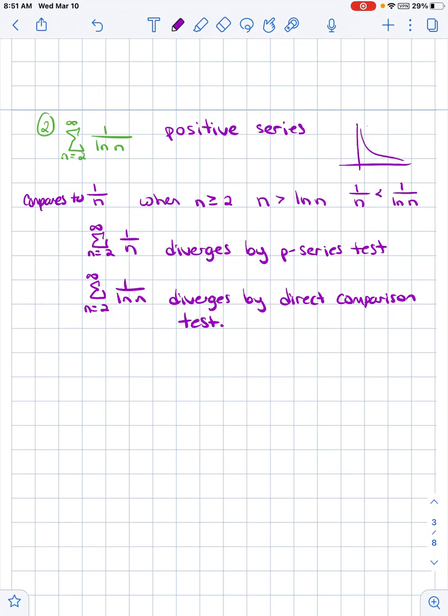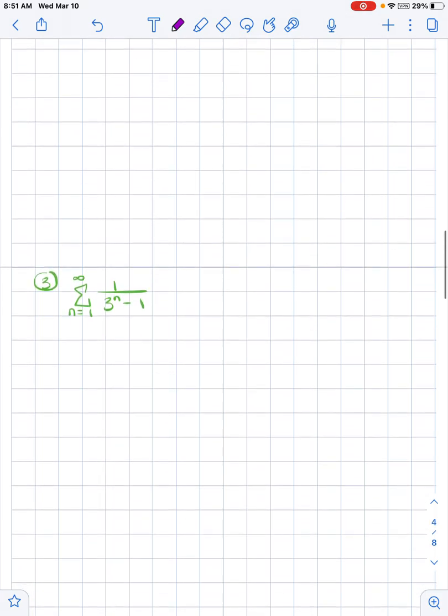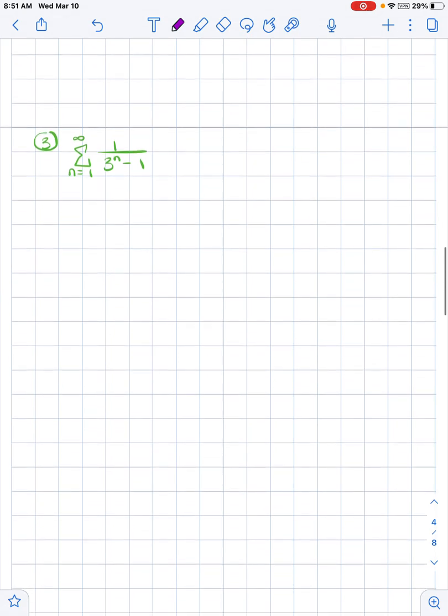If it's helpful to graph it, graph it. 1 over n is a function that's smaller than 1 over the natural log of n. So this bottom one is 1 over n, this top one is 1 over the ln of n. If this bottom function diverges, the one above it will definitely diverge as well. Okay, let's go on to the next one.